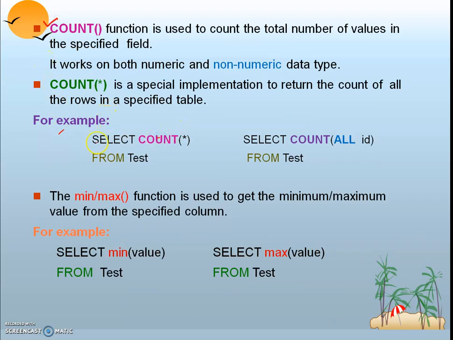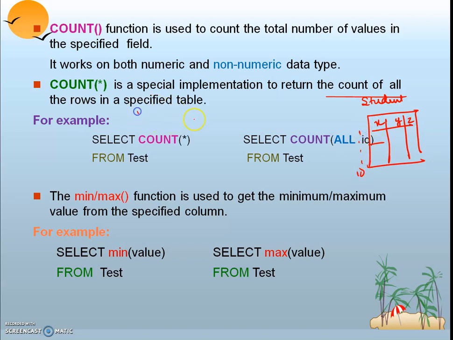The count function is used for returning the total number of values in the specified field. So in simple terms, the count function is going to give the total number of records present. For example, if I have a table student which has around 10 records and 3 attributes, the table is student, and I have the records of 10 students and 3 attributes. Assume X, Y, Z, and there are 10 records over here.